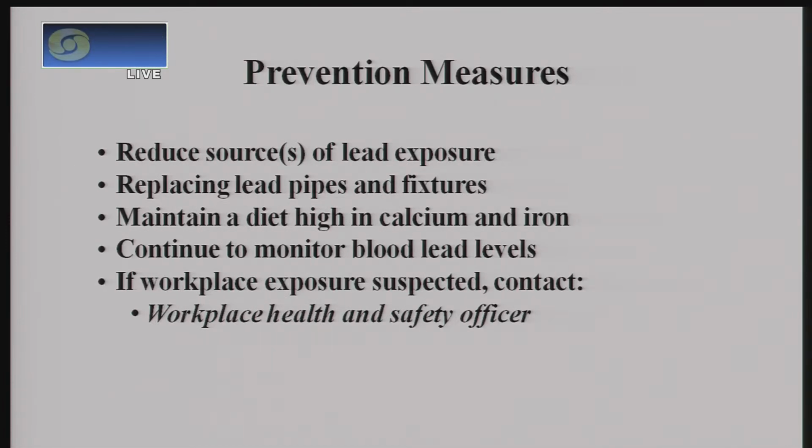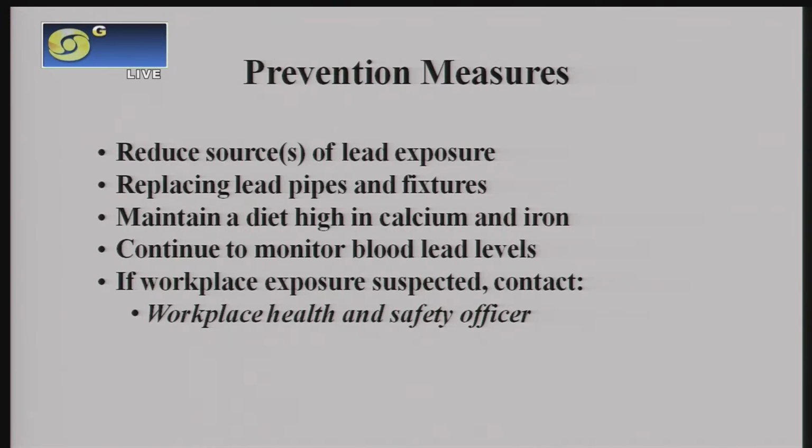In this way, we have summed up the signs and symptoms, how we can test for lead, and if we identify an individual with lead toxicity, how we can treat them. But how can we prevent it? If we prevent it, we stop the disease before it has even occurred. So how do we take preventive measures? First is to reduce the sources of lead exposure. Gasoline is a very good example. There has been a lot of effort to remove or decrease the use of leaded gasoline, so it has reduced the lead exposure.